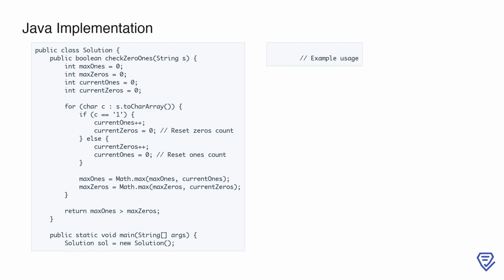Inside the loop, we check each character in the string. If the character is 1, we increment current_ones and reset current_zeros to 0 since the segment of zeros has been interrupted. Similarly, if the character is 0, we increment current_zeros and reset current_ones. After updating these counts, we calculate the maximum values for max_ones and max_zeros using the Math.max function. Finally, the method returns true if max_ones is greater than max_zeros, and false otherwise.